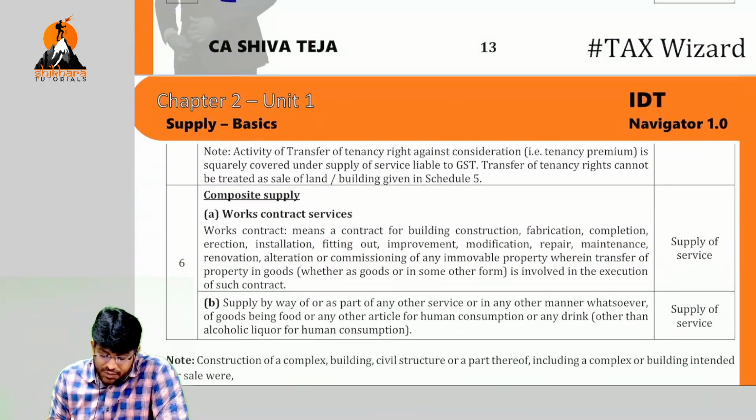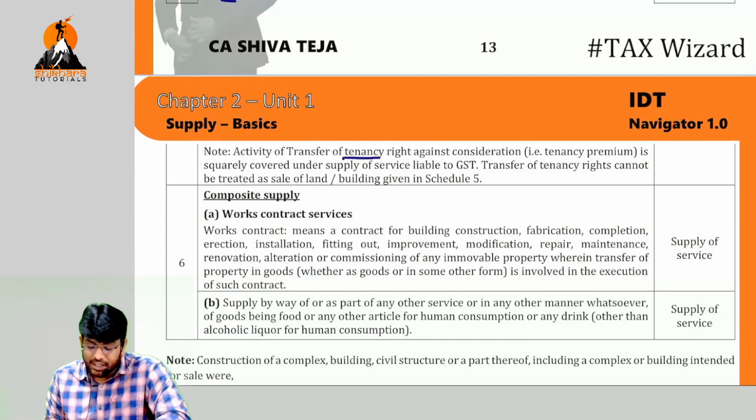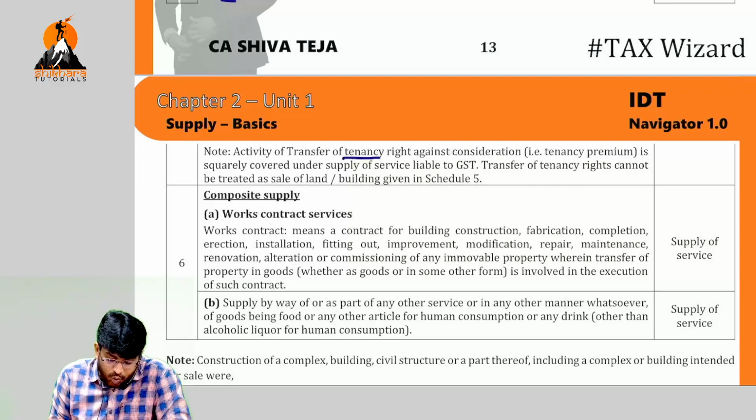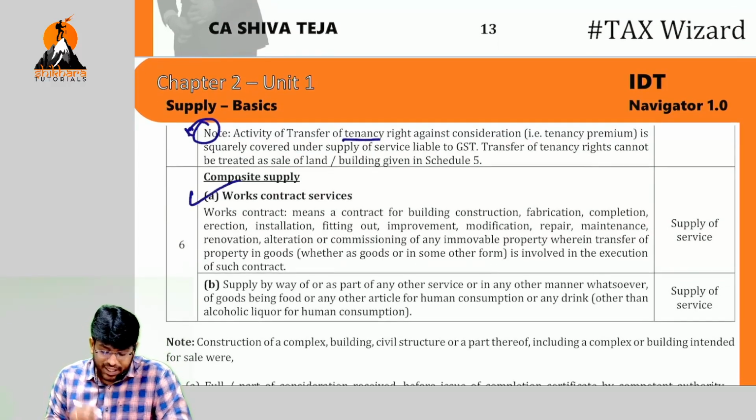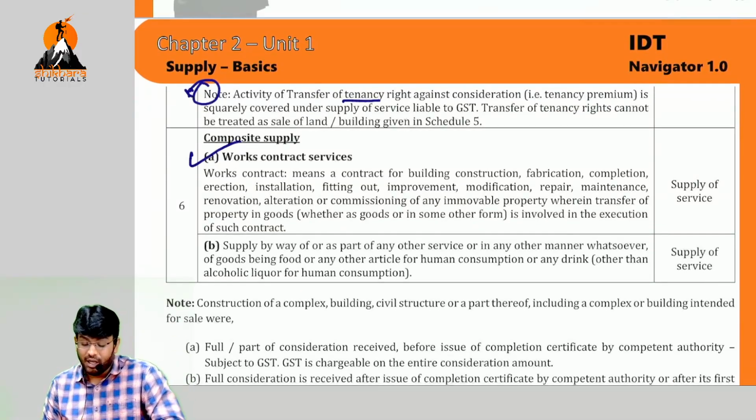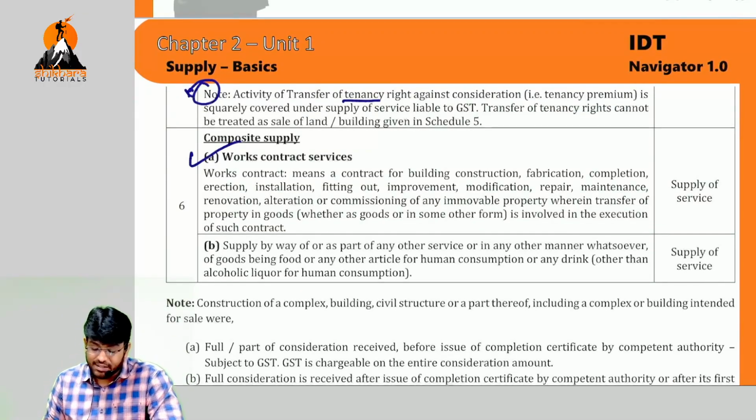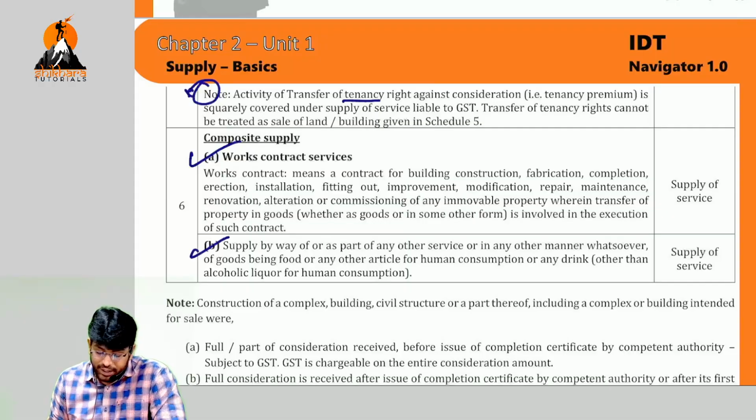Activity of transfer of what? Tenancy right. This also we'll talk separately. This point I'll keep on hold. Next class I'll complete this. Works contract service, done. What is works contract service? Where there is element of goods as well as service. Next one, already we know that.